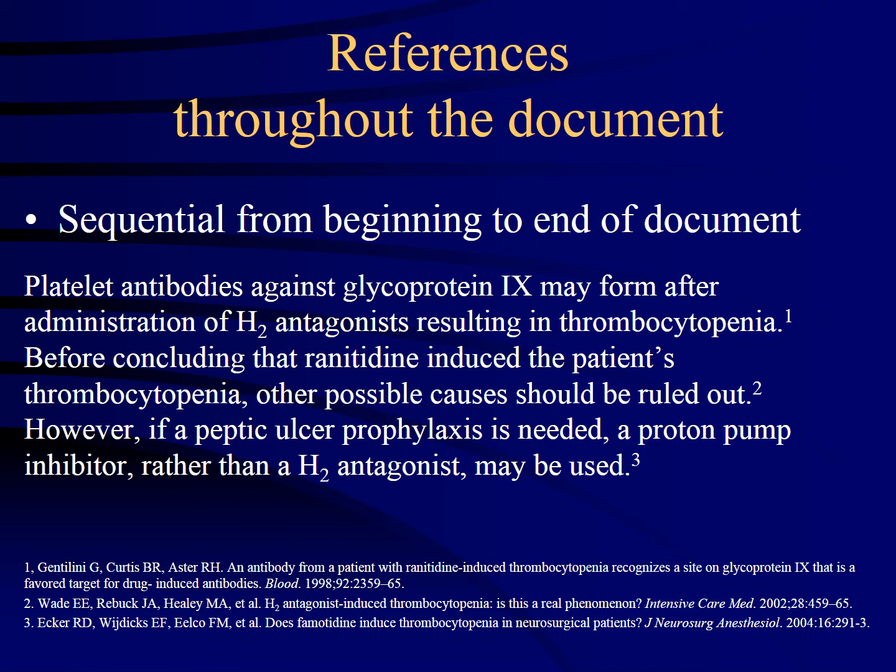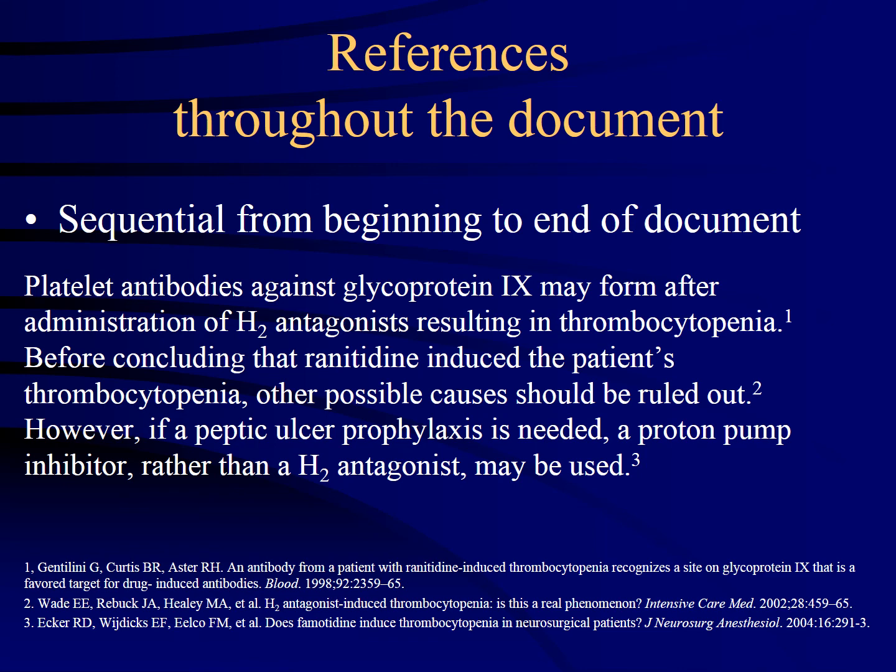You need to cite throughout your document. And when you cite in text, which is what this is called, in-text citations, they need to be sequential from the beginning to the end of the document. You need to start with the number 1. So as you see my first sentence here, platelet antibodies against glycoprotein 9 may form after administration of H2 antagonists resulting in thrombocytopenia. Then I have a superscript number 1.